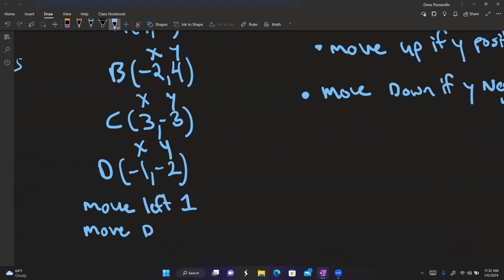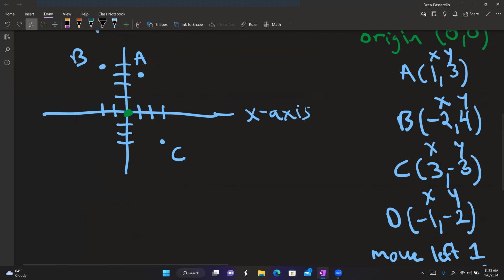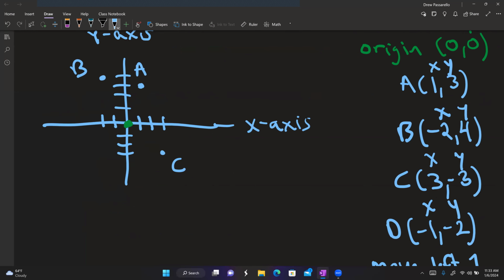All right, so I'm taking my time in this video to explain this because it's important that you know how to plot the points so that in the future for the other sections, I'll go at a faster pace. So left 1, down 2. And I start at the green point 0, 0. I move 1 unit to the left, and then I go down 2 units. And that puts me right here, and that's point D.